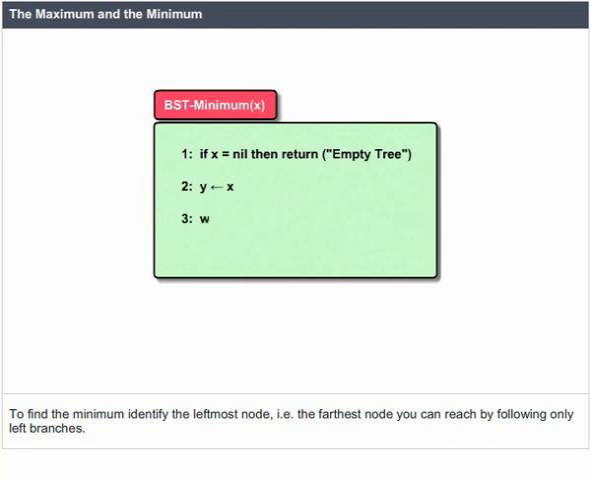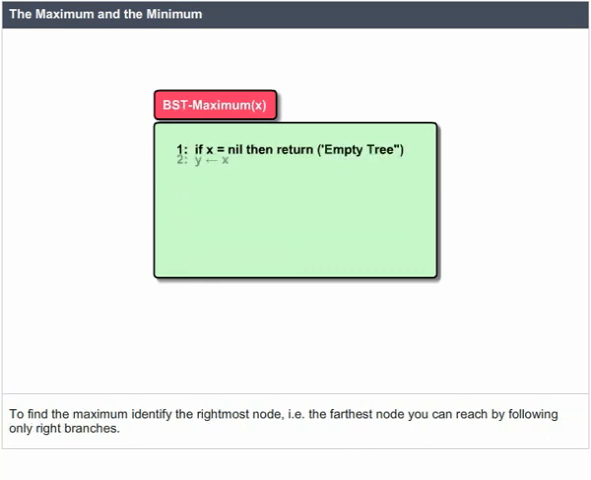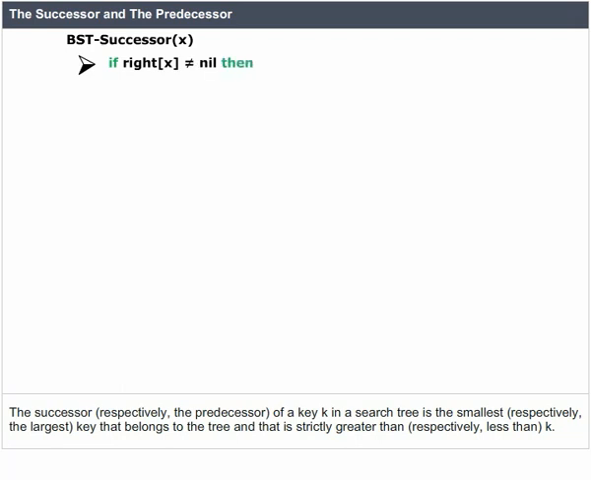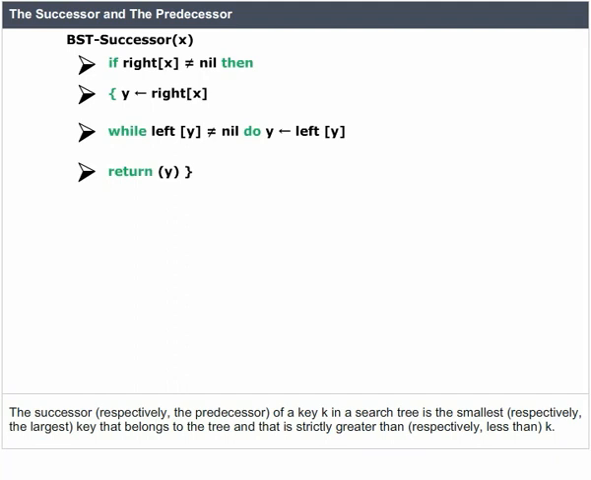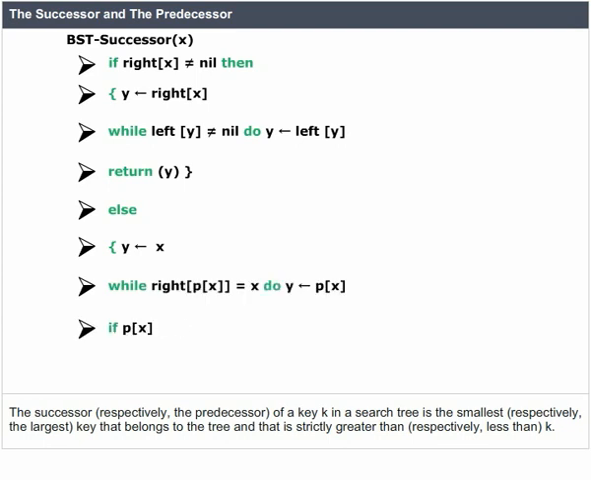The maximum and the minimum. To find the minimum, identify the leftmost node, that is the farthest node you can reach by following only left branches. To find the maximum, identify the rightmost node, that is the farthest node you can reach by following only right branches. The successor and the predecessor. The successor, respectively the predecessor, of a key k in a search tree is the smallest, respectively the largest key that belongs to the tree, and that is strictly greater than, respectively less than k.